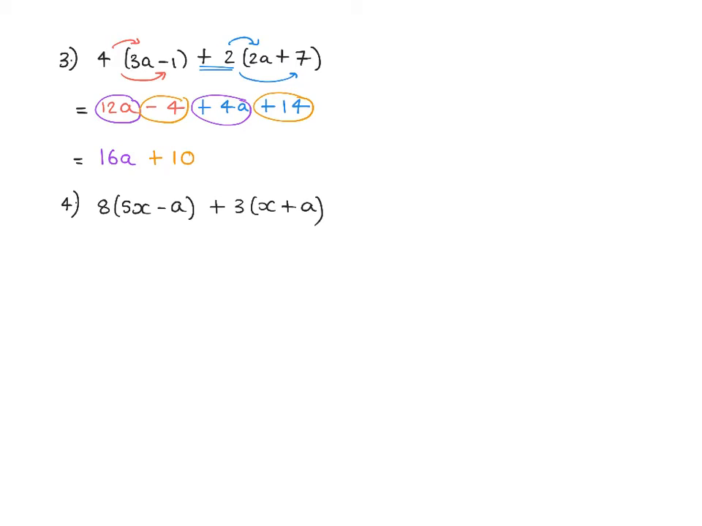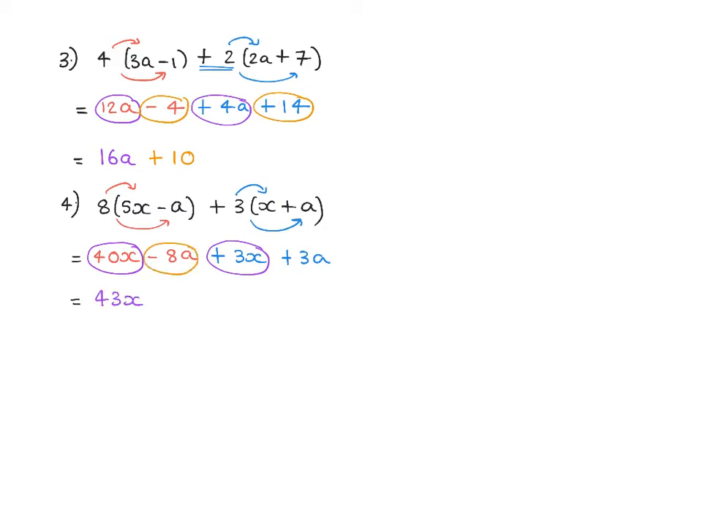Let's try the next example. We're going to expand each bracket in turn. 8 multiplied by 5x gives me 40x. 8 multiplied by negative a gives me minus 8a. 3 multiplied by x gives me 3x. And 3 multiplied by a gives me 3a. Now, let's collect our like terms. So 40x and 3x, those combine to give us 43x. And then we have negative 8a plus 3a, that gives us negative 5a.